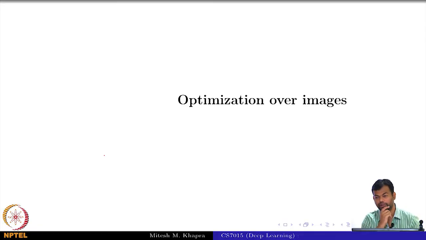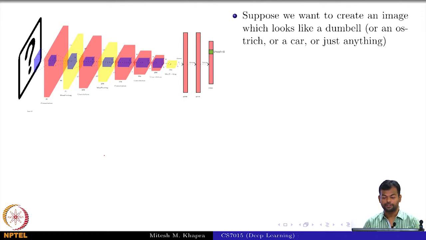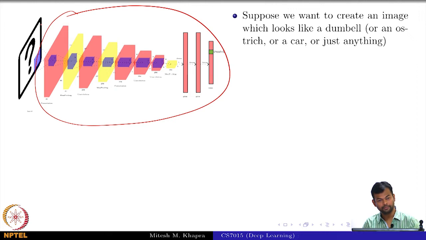The next thing that you're going to do is optimization over images. This is, again, interesting, and it eventually led to this whole field of adversarial deep learning or adversarial machine learning in general. So we'll see what this is. Suppose I have a trained convolutional neural network, and now I want to figure out what kind of image I should pass through this so that it gets recognized as a dumbbell.